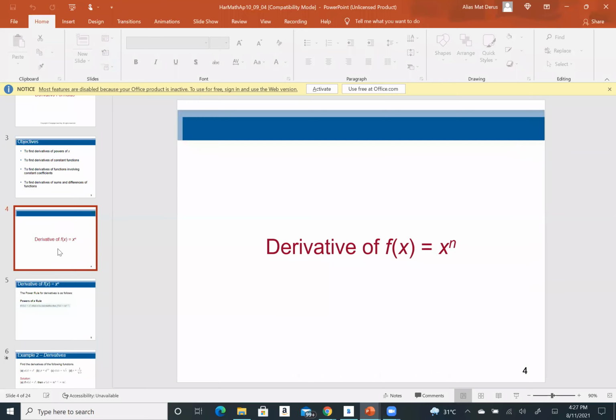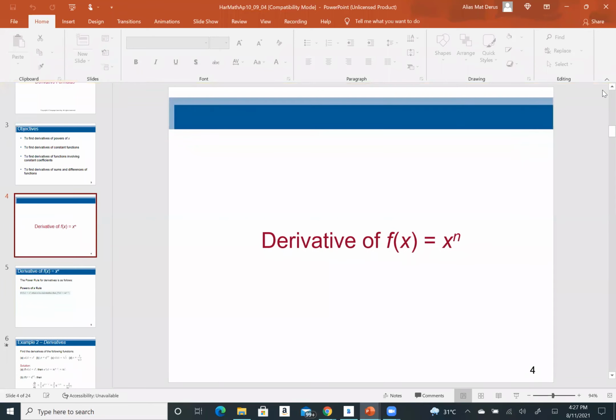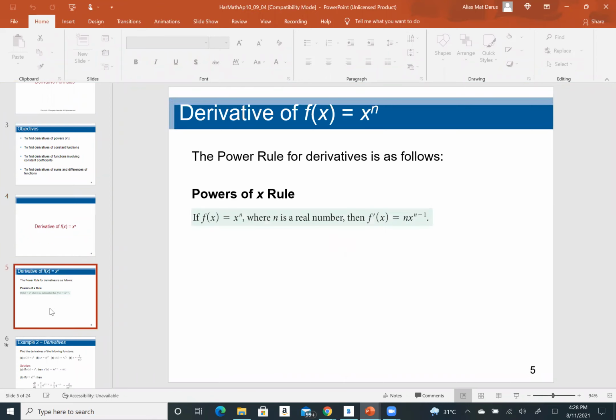is you have a function of the form y equal to, or f of x equal to, x to the power of n. Now, this n here is not an integer. This n here is a real number. So it can be 2.5, it can be a square root, it can be 1.34, it can be 1 over 2, things like that.